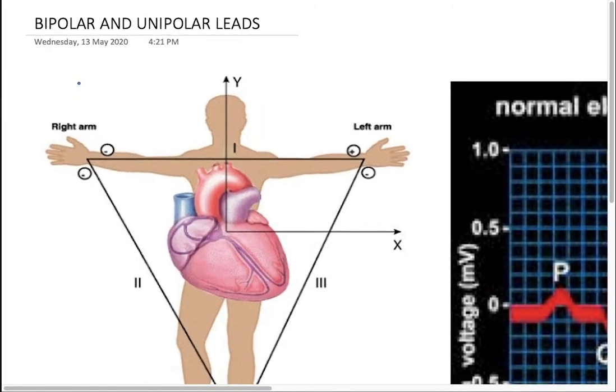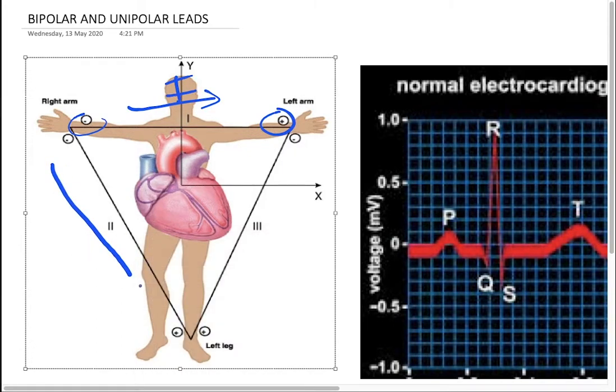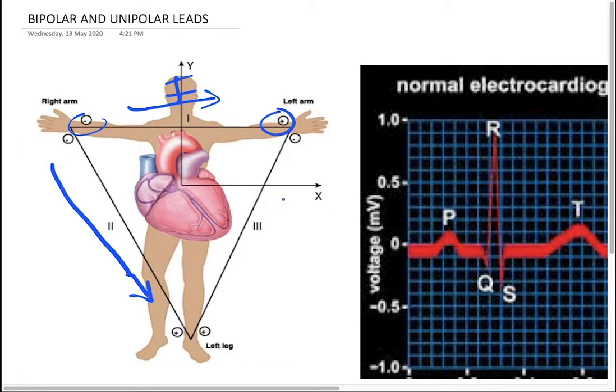Leads, we can take them as electrodes. So we keep leads on the right arm, left arm, and then left leg. On the right arm we connect a negative electrode, on the left arm we connect both positive and negative electrodes, and on the left leg we connect the positive end. Okay, from right arm to left arm, that is from negative to positive, we take it as lead 1. Lead 2 will be from right arm to left leg, and lead 3 will be from left arm to left leg. Okay, so this is the basic orientation of how the leads are placed.